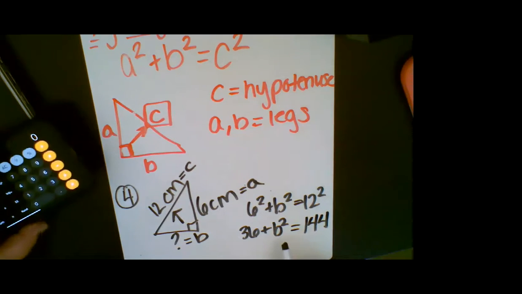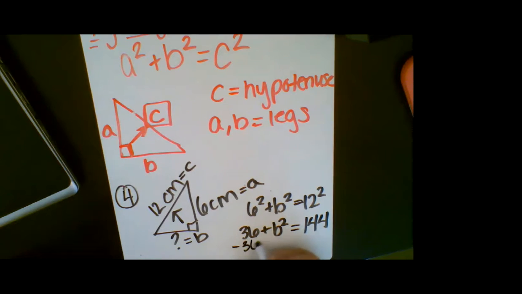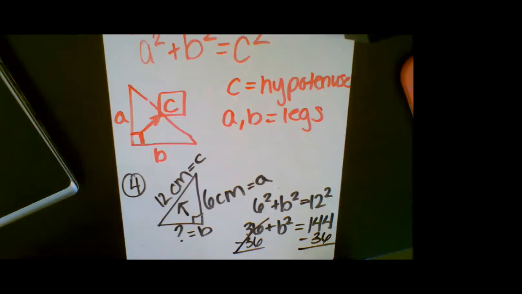So we gotta get B by itself first, because now B has a number attached to it. Just like before, we're always gonna subtract the other number away, okay? I'm gonna just move this party up here.